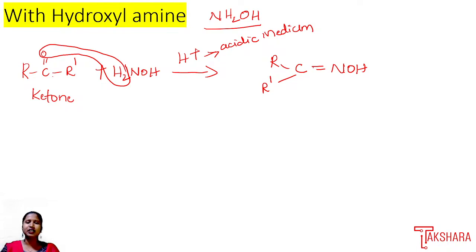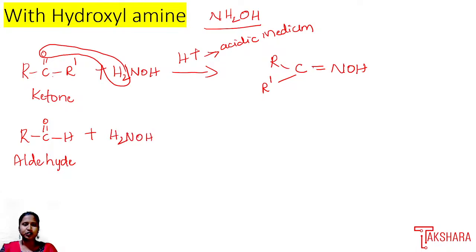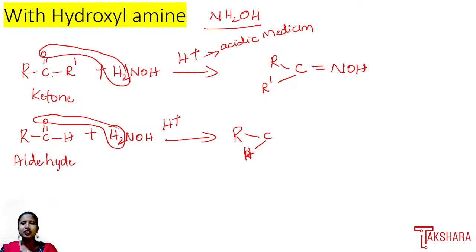This is the reaction for the ketone. If you consider an aldehyde, instead of R dash we take hydrogen, so it becomes an aldehyde: RC double bond O H is an aldehyde. When it is treated with hydroxylamine, NH2OH, in acidic medium, a molecule is removed and we get the product RC, with H instead of R dash, and the double bond NOH forms. The products are called oximes. What do we call the products?